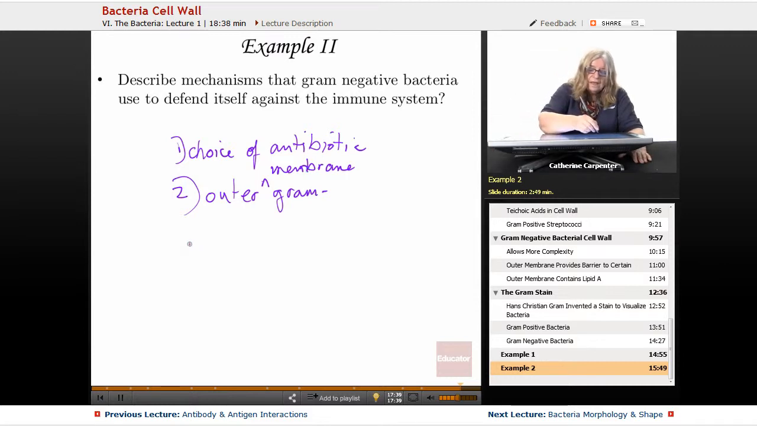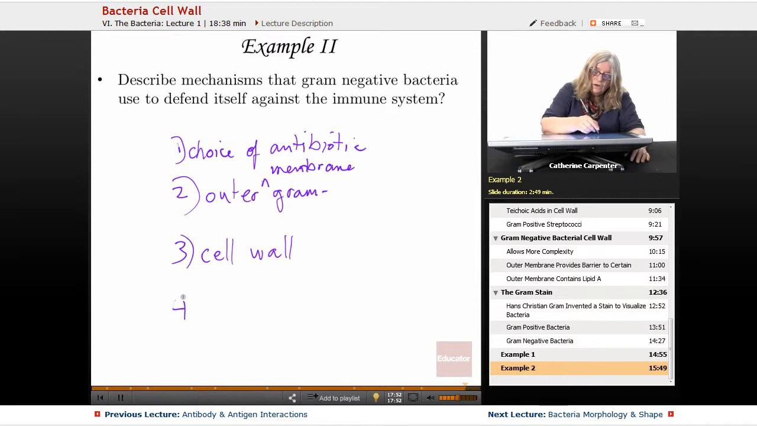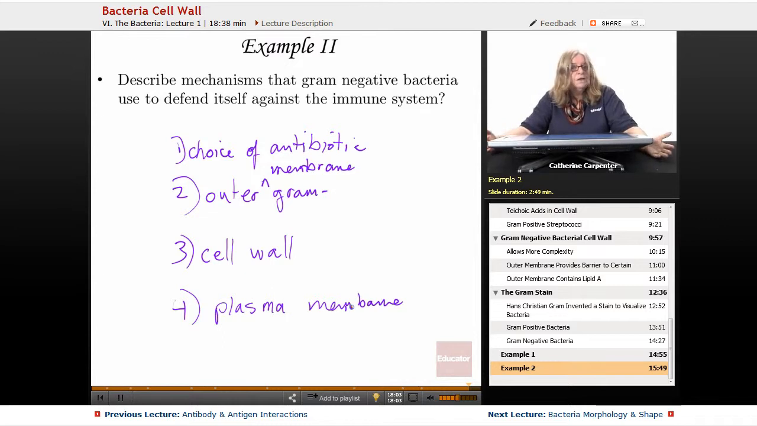And then also, aside from the outer membrane, they also have the cell wall. And that cell wall essentially is a second line of defense. And then they also have a plasma membrane. So they have more layers and they have more of a capacity to withstand these immune and antibiotic attacks and these challenging, different kinds of external environments that they live in.